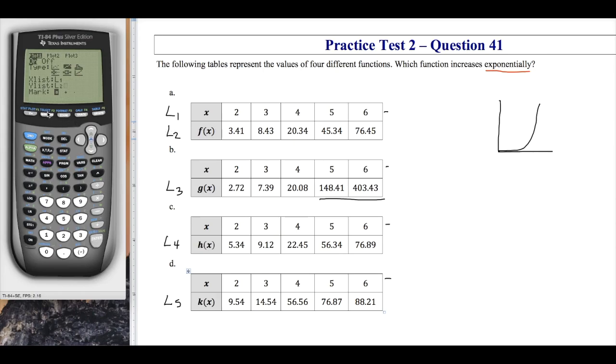Next, go to Window. Your X-min should be 0. Y-min should be 0. And Y-max should be 405. And 405 was selected because that's close to the largest number that we have. Then hit graph. You notice that your f of x values do increase, but not dramatically.